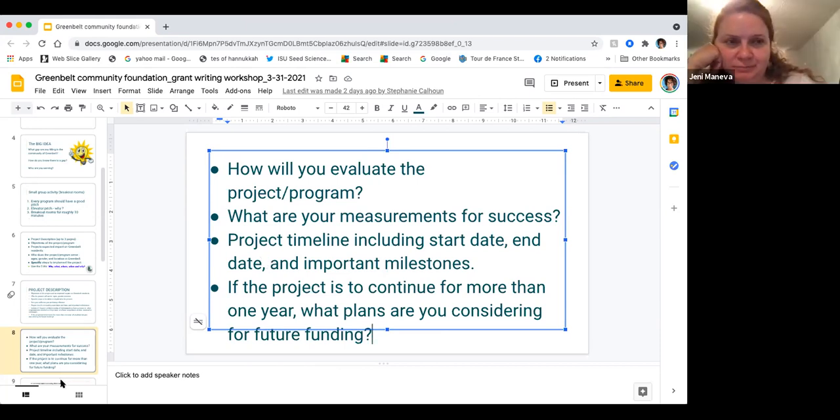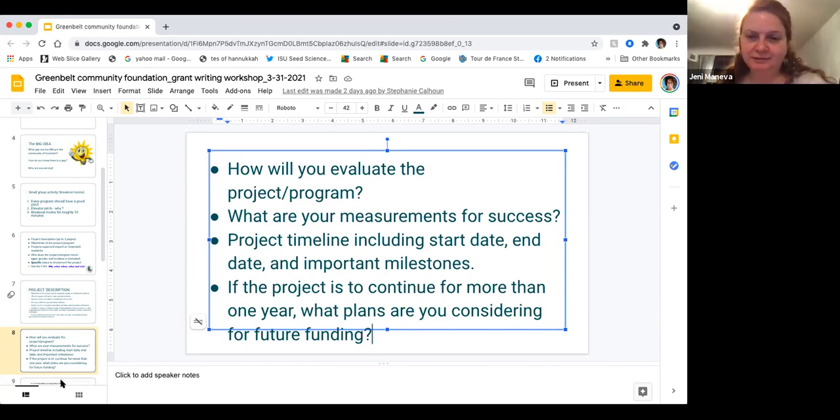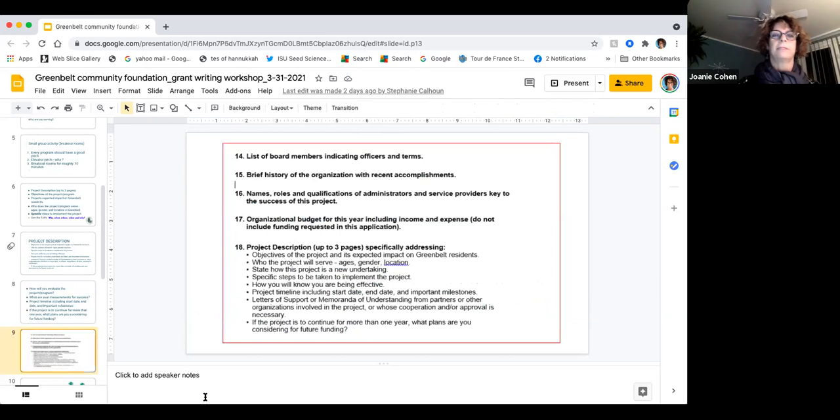How about organizing a concert at the end for the kids performing piano or other instruments? Yep, absolutely. That would go on your timeline, and then you could say success would be holding a concert where the children who took guitar lessons performed. Absolutely. Okay. So again, this is from the grant application itself.